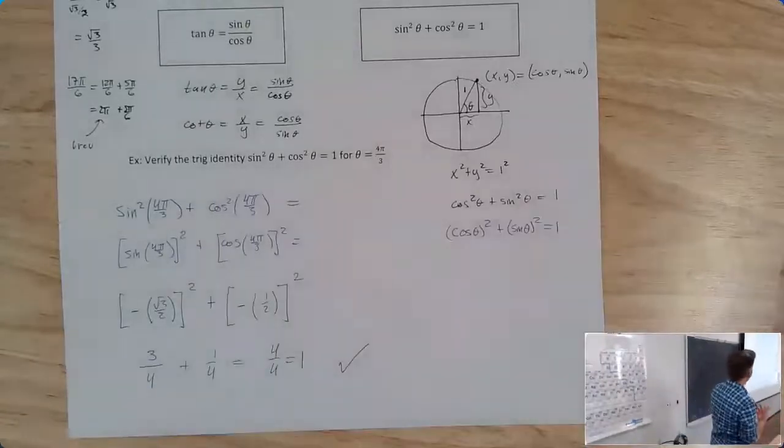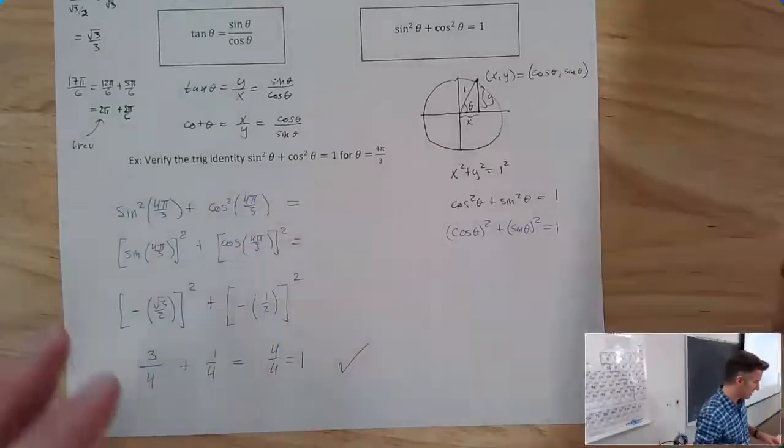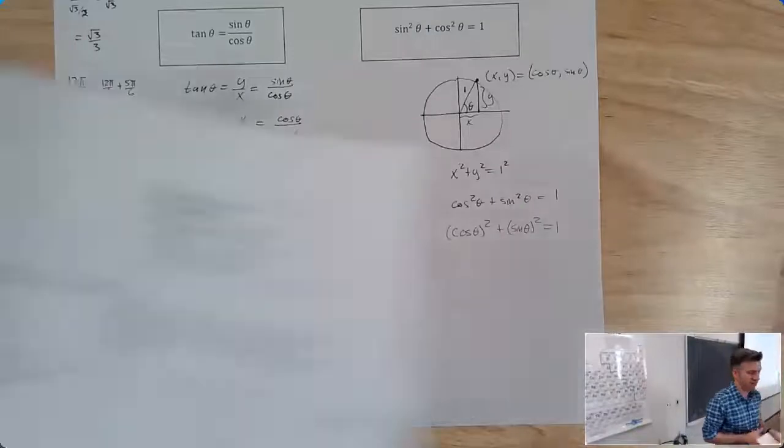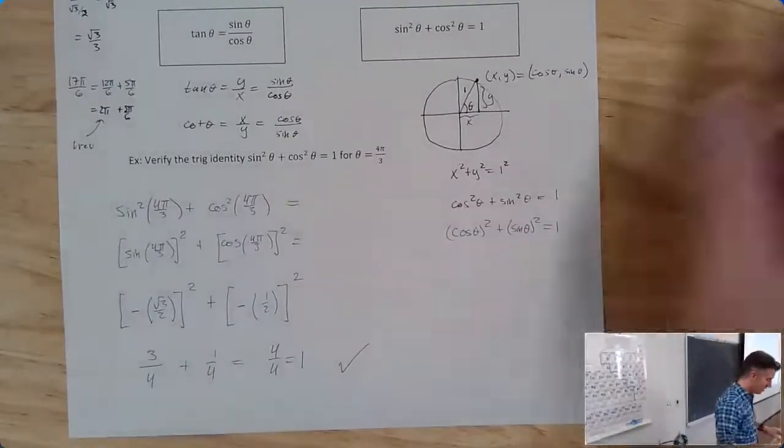So that's kind of the idea of what it means to verify a trig identity, or to prove a trig identity, or show a trig identity is actually true: to do something like this, to start with one side and show that it's equal to the other side. And that's something we do a fair amount of with trigonometry because it's important to be able to simplify trigonometric expressions into something that is easier to deal with. Let's look at a couple more examples.